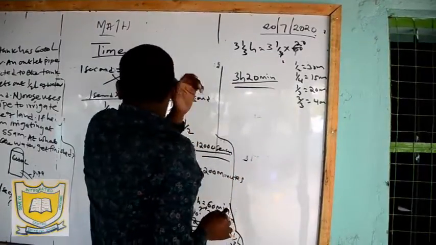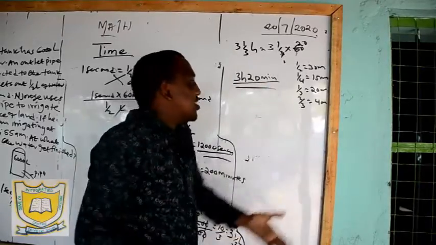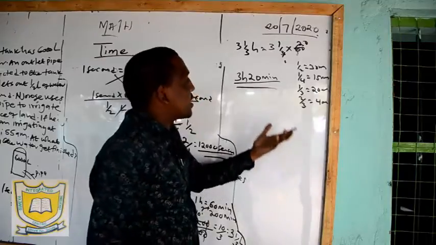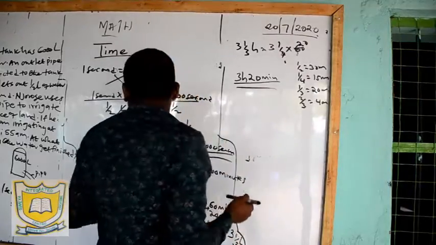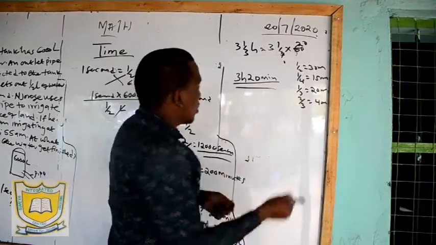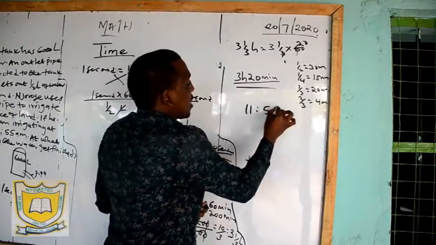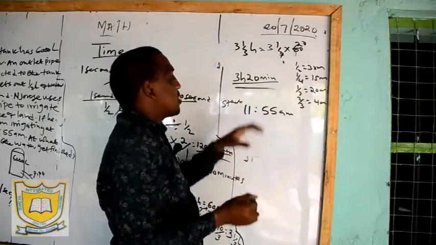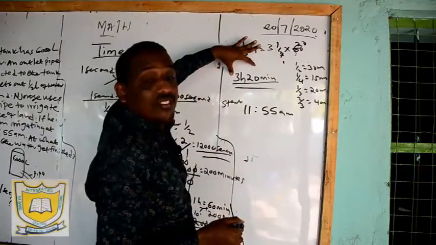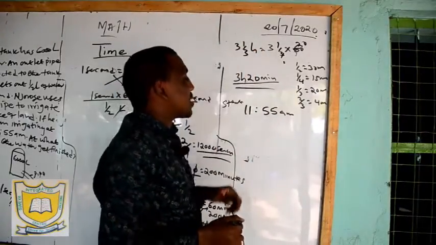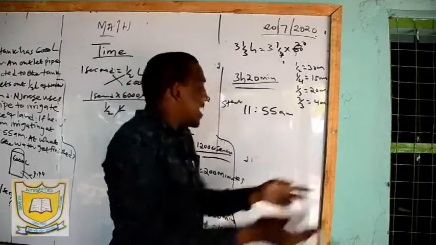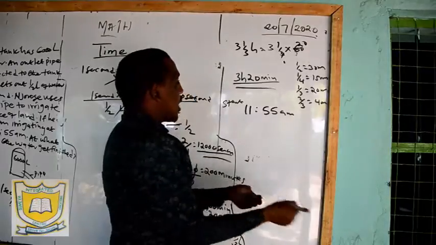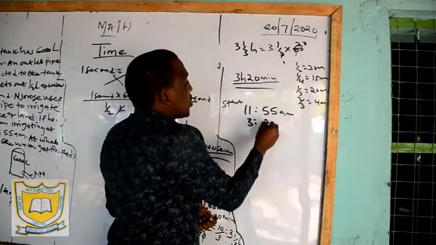So the question is now asking, at what time will it get finished? That's the end time. And this person started irrigating the farm at 11:55 a.m. This was the starting time. And the time the water took to get finished out of the tank was 3 hours and 20 minutes. At what time will it end? End time is the starting time plus the time taken. We add 3 hours and 20 minutes.